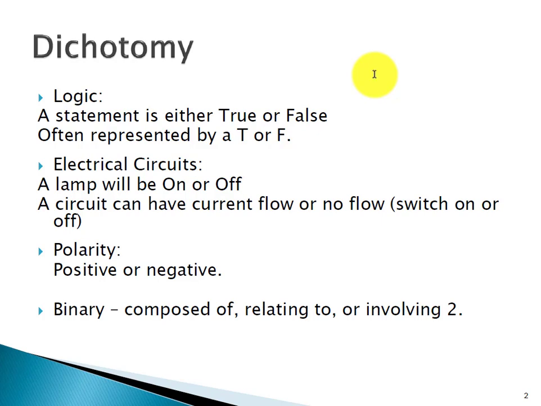Obviously, the implication of the current flow or no current flow will determine whether the lamp is on or off. In polarity, you can have positive orientation, negative orientation. In binary, which is what we are interested in, which is the core of what we're doing in this lesson, is this notion of a two-valued state, which is a 0 or 1.